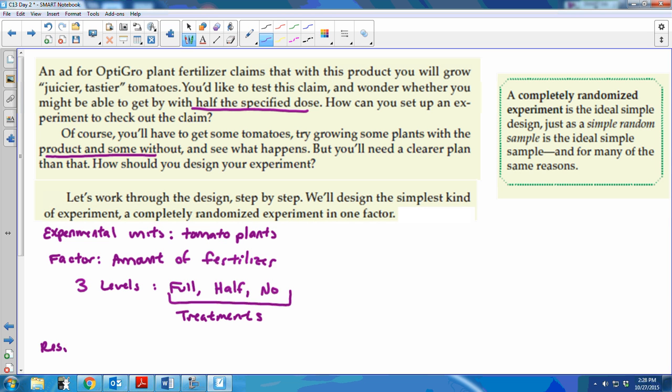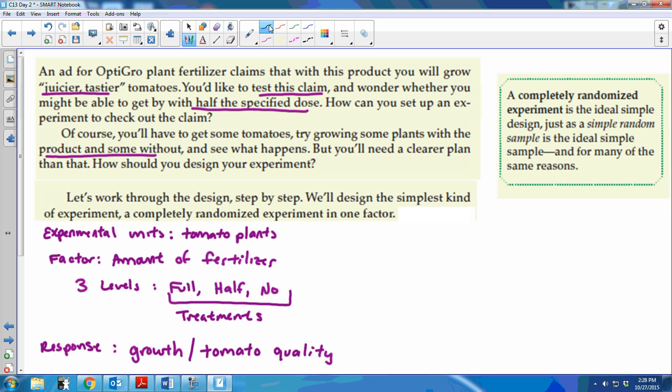And the response variable at the end, I think this one's silly. Generally, if you're doing something with plants, you're trying to see their growth over time. You're doing it about fertilizer. But here you're talking about juicier, tastier tomatoes, and you want to test if they're juicier and tastier. So you need to do some way of measuring tomato quality, to have some rubric or scale to measure tomato quality. Okay? That's all the pieces.